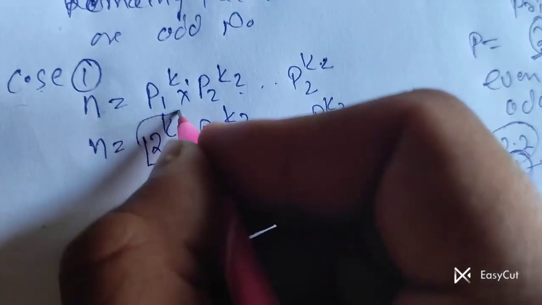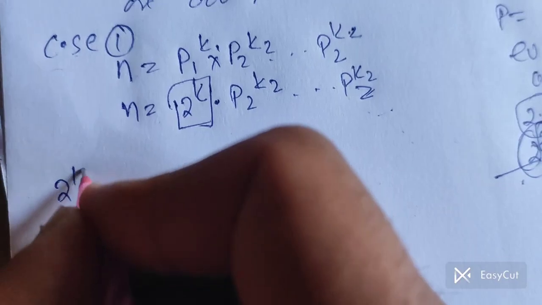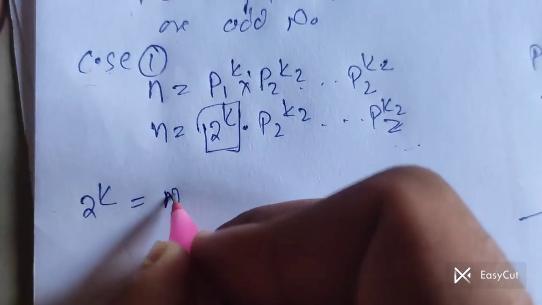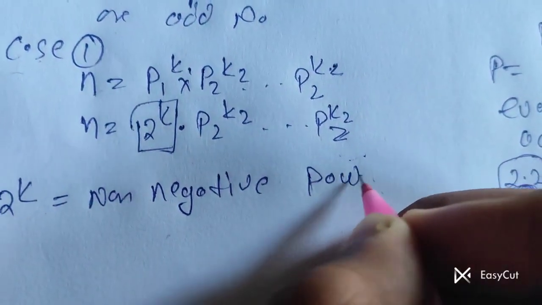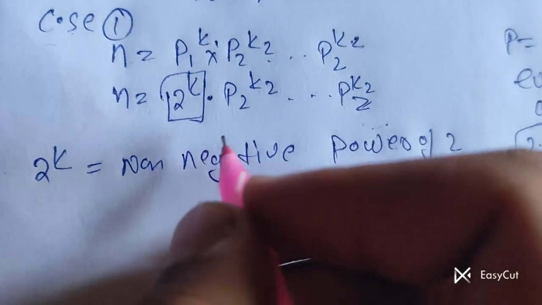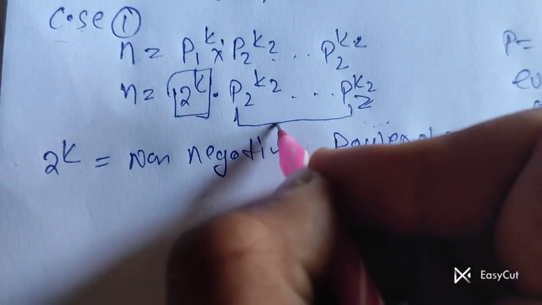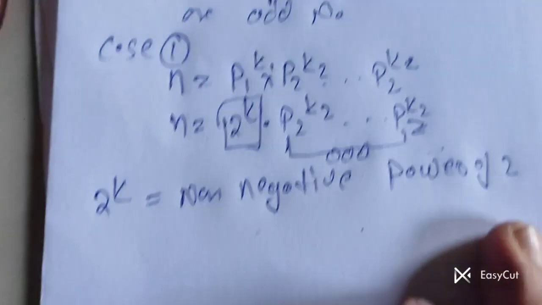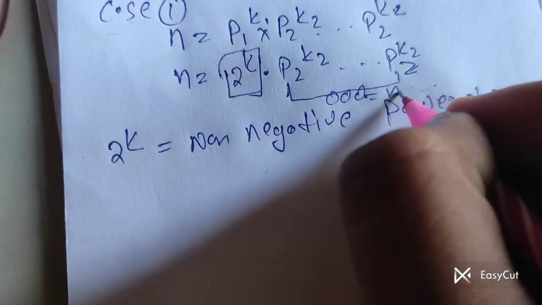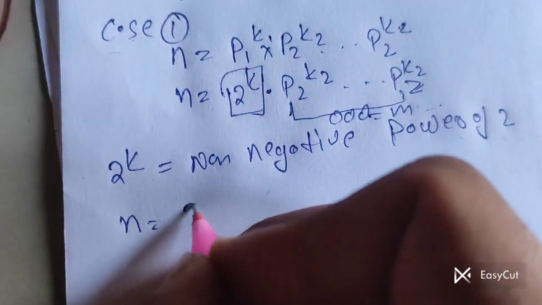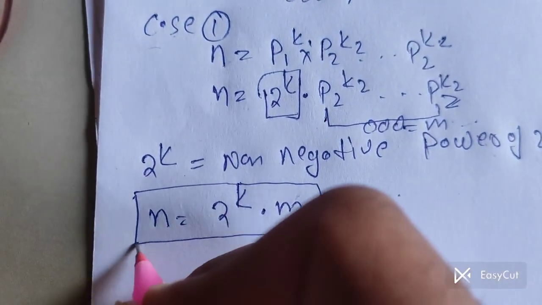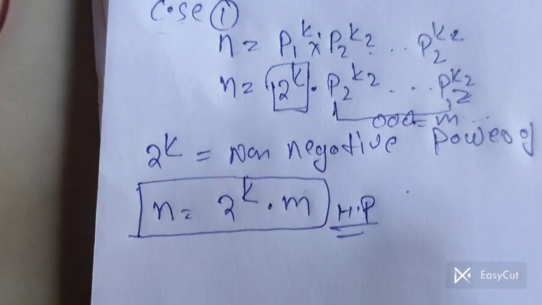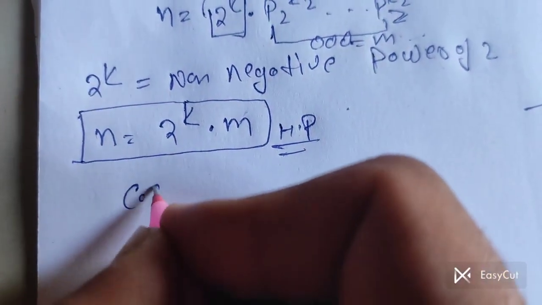So now this 2 to the power k is a factor, that is a non-negative power of 2. Okay, and all the remaining factors are odd, as we mentioned in our case. So now say this is m, so now our n is a factor of 2 to the power k times m. So we proved this, hence proof. So now let's take case 2. Okay, it's time for case 2.